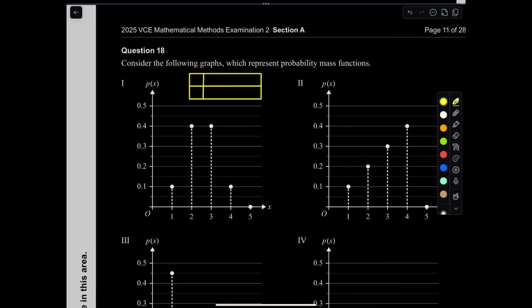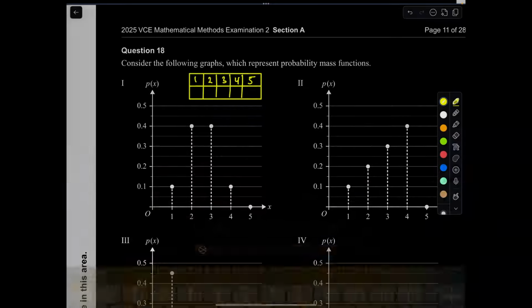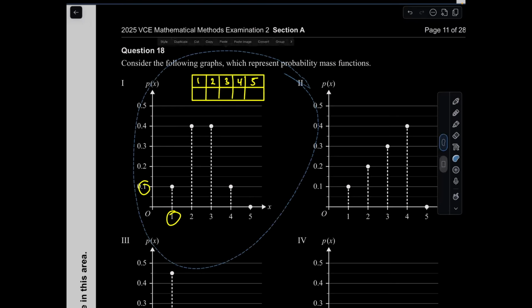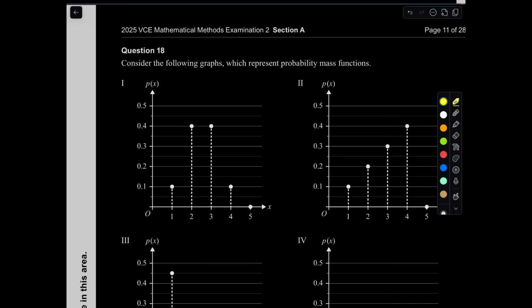For example, you can say there's 1, then there's 2, then 3, then 4, and then 5. Those are the x values, and then those are the probabilities. To find the mean, we just multiply the x values by their probabilities and add them up, like what we normally do. I'm just showing you that it's the same as the table, but basically they're graphed. So this is not too bad.